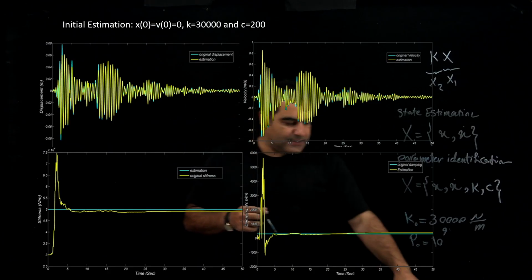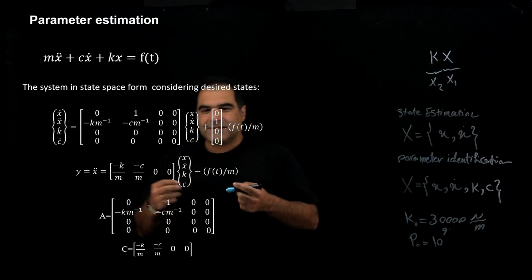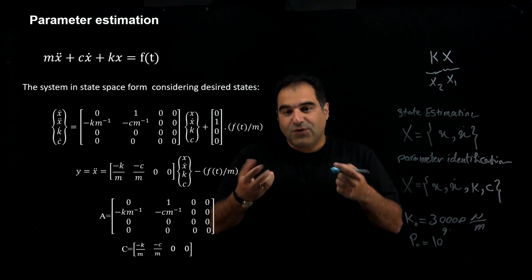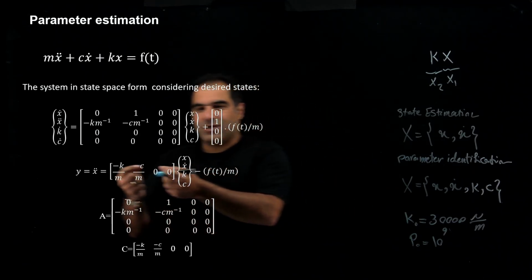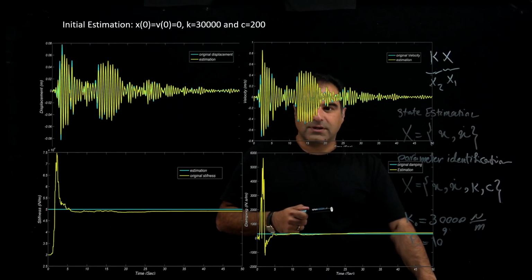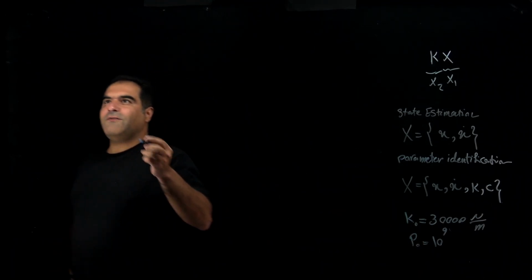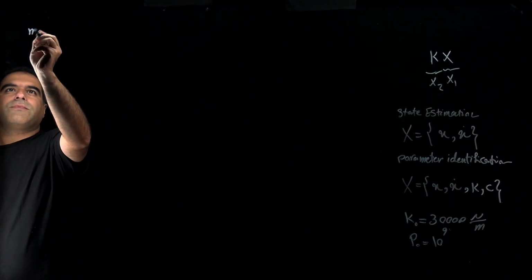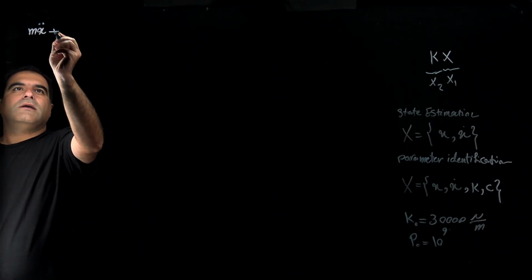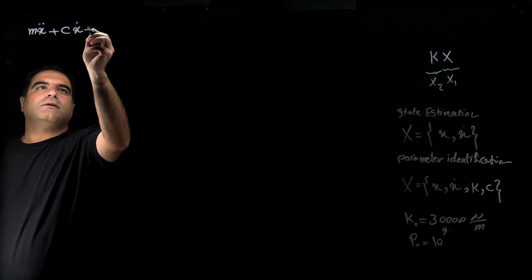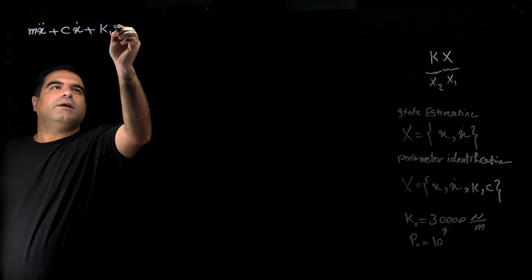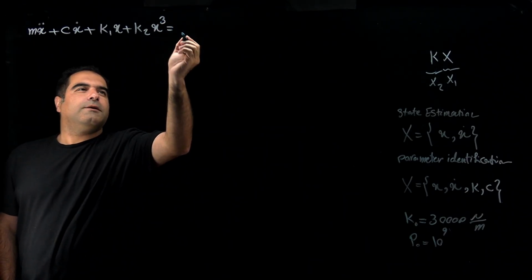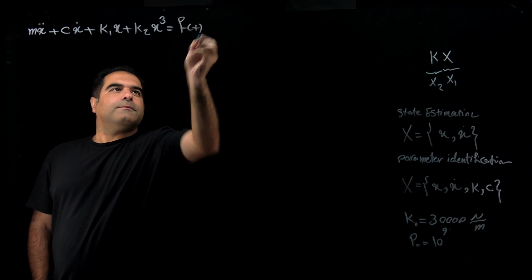For example, for this case study, as I've shown you here, this was a simple first order nonlinear problem, and you could write the equation in a matrix form. But assume you have a Duffing equation. For example, the equation is something like this: m x double dot plus c x dot plus k1 x plus k2 x to the power 3 equals f(t).